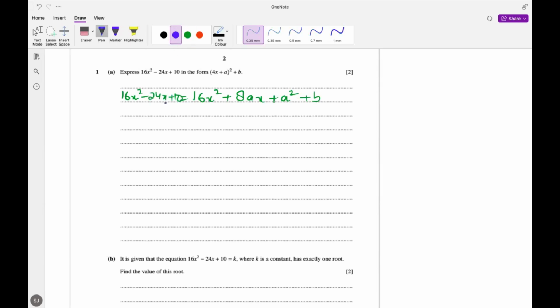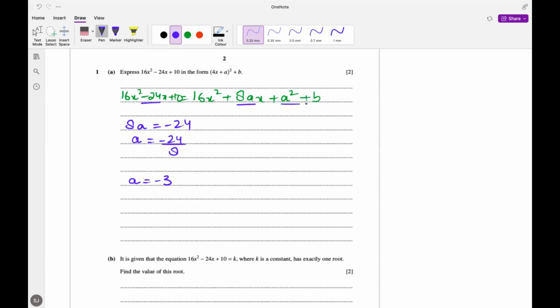Now comparing the coefficients of x, on the left hand side that is equal to 8a, and on the right hand side, that's equal to minus 24. So a will be equal to minus 24 upon 8, which is equal to minus 3.